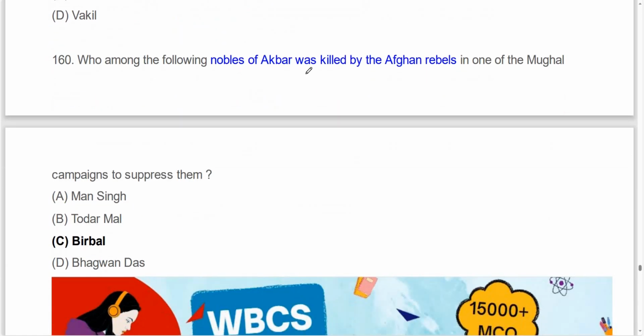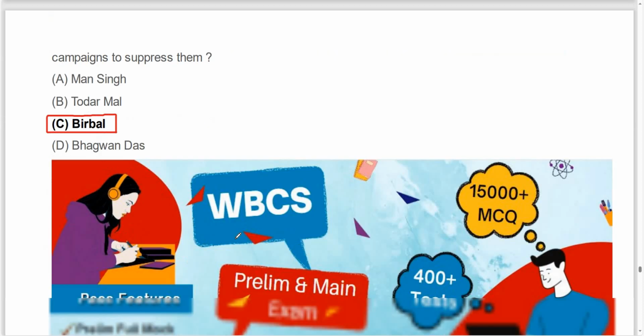Who among the following nobles of Akbar was killed by Afghan rebels in one of the Mughal campaigns to suppress them? Birbal. Raja Birbal, one of the nobles of Akbar, was killed by the Afghan rebels in one of the Mughal campaigns to suppress them.